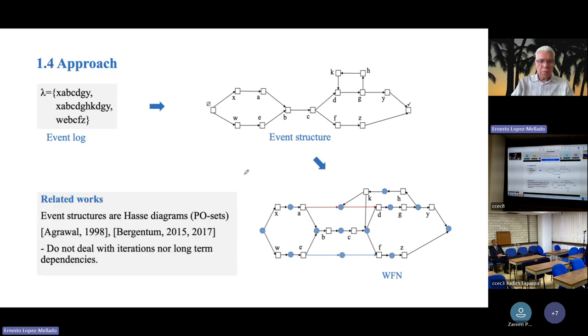There are some related works. In the past, in 1998, Agrawal proposed a basic approach that builds this kind of event structure. After that, Bergenthum recently used this kind of structure, which are Hasse diagrams, and which mean that all the sequences are represented by partially ordered sets.